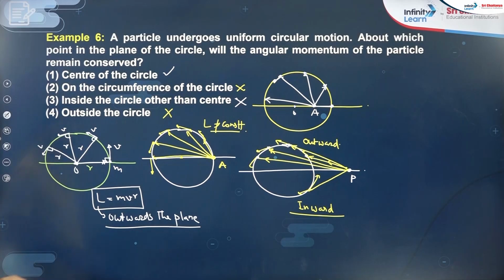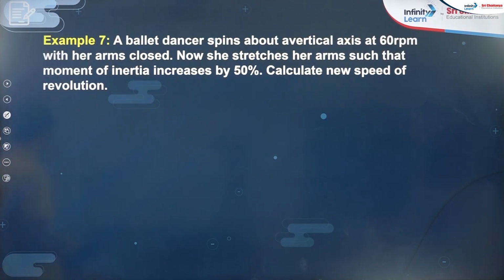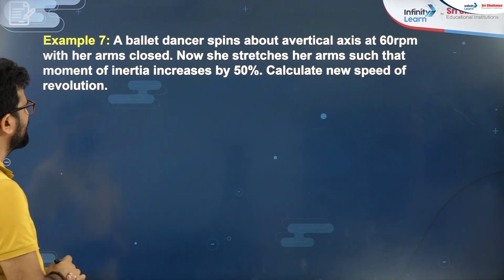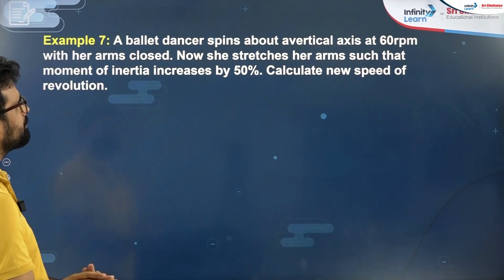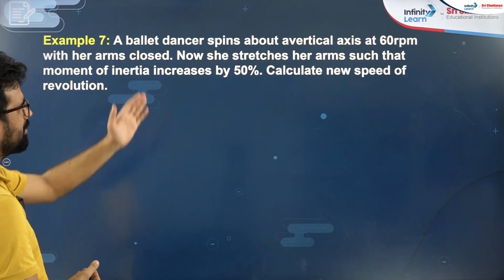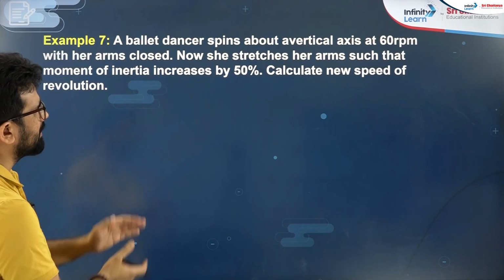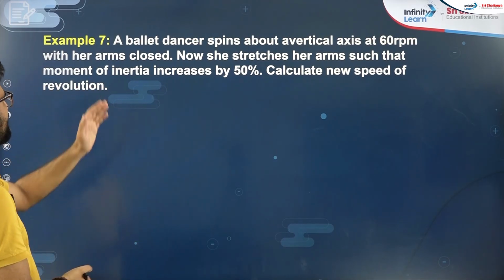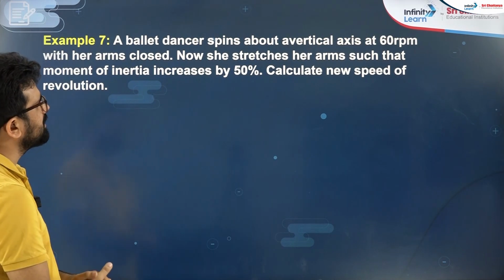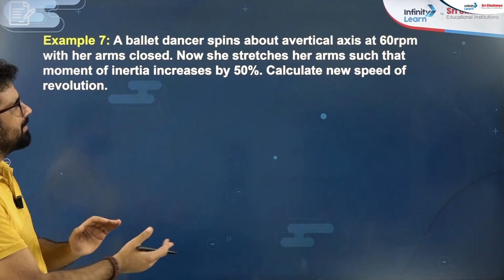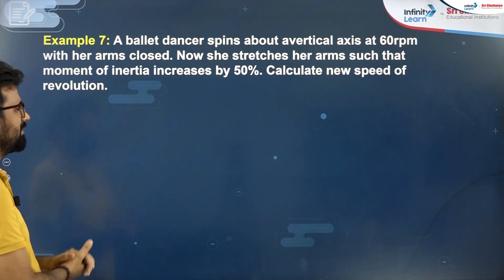Now we are moving to the next topic. Next question, it is one good question, again a PYQ. You can see one ballet dancer spins about the vertical axis at 60 rpm with her arms closed. Now she stretches her arms such that the moment of inertia increases by 50%. Calculate the new speed of revolution.